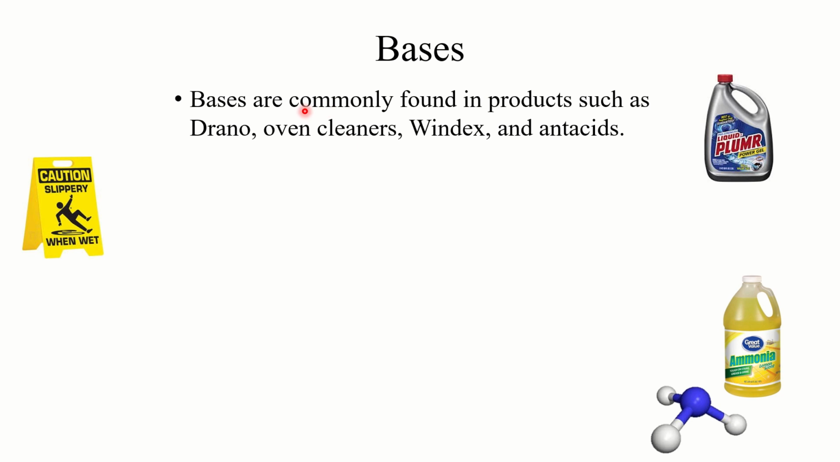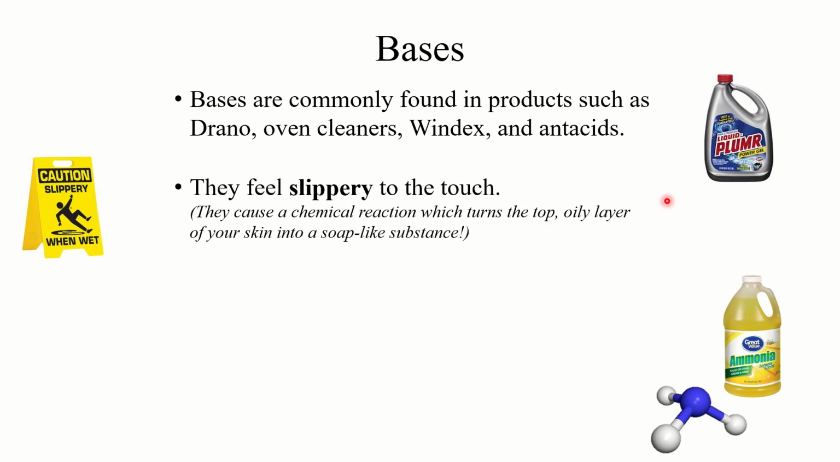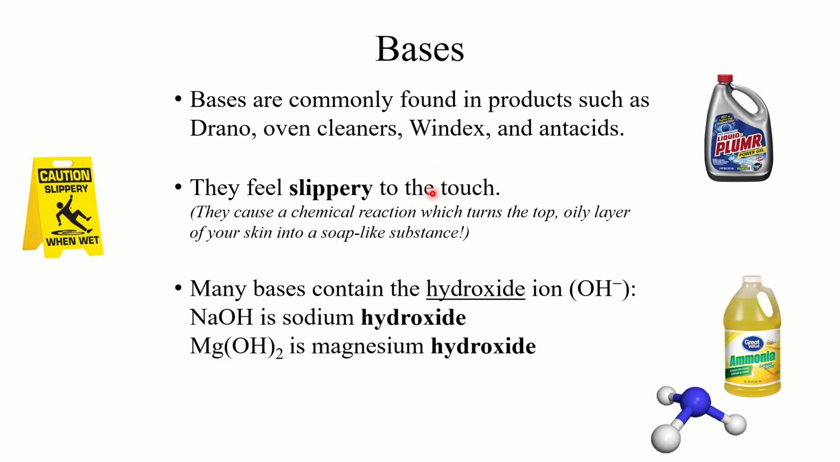Bases are commonly found in products such as Drano, oven cleaners, Windex, which contains ammonia, and antacids. They often feel slippery to the touch. This is because they cause a chemical reaction which turns the top oily layer of your skin into a soap-like substance. Many bases contain the hydroxide ion. In fact, most bases contain the hydroxide ion, most of the ones that we're going to look at.